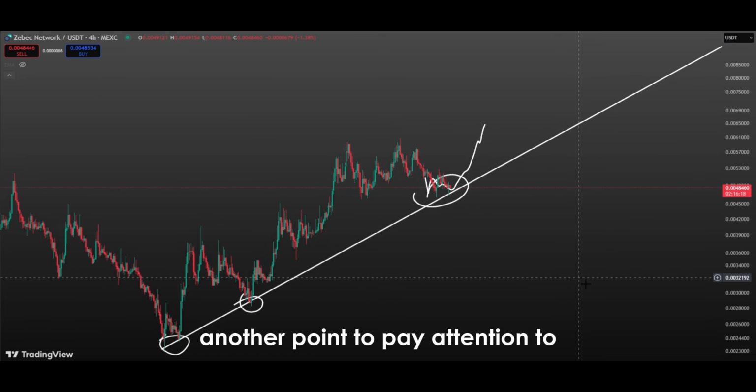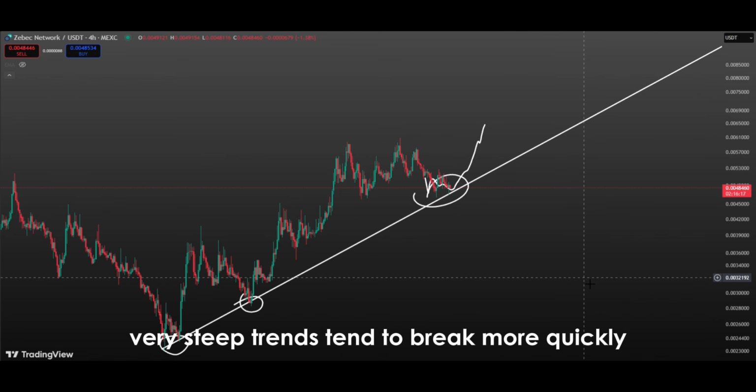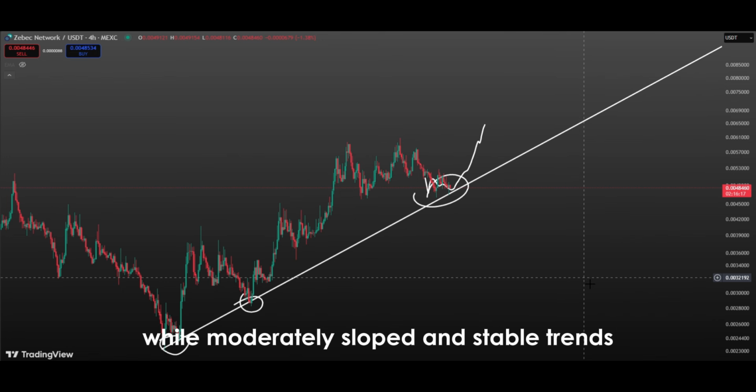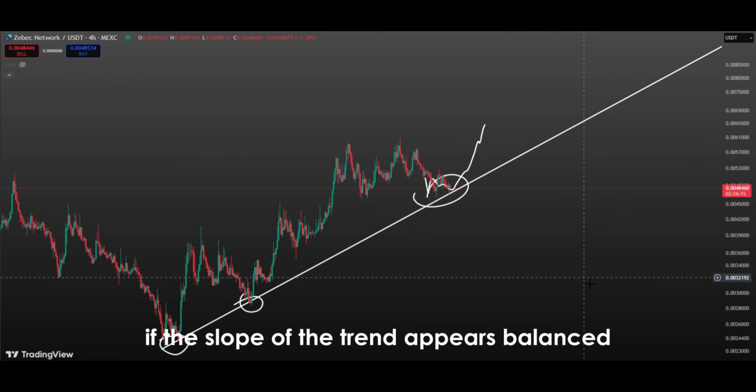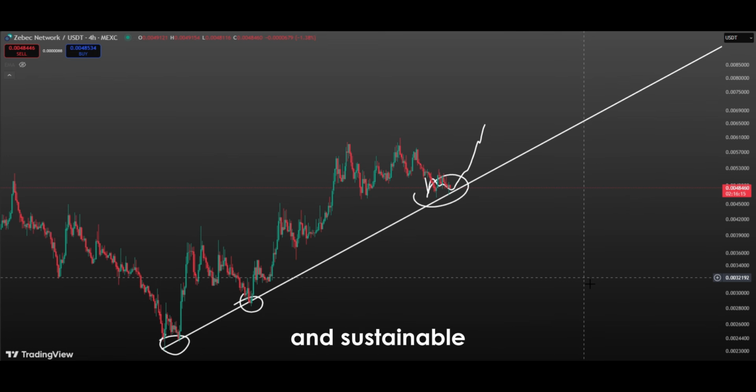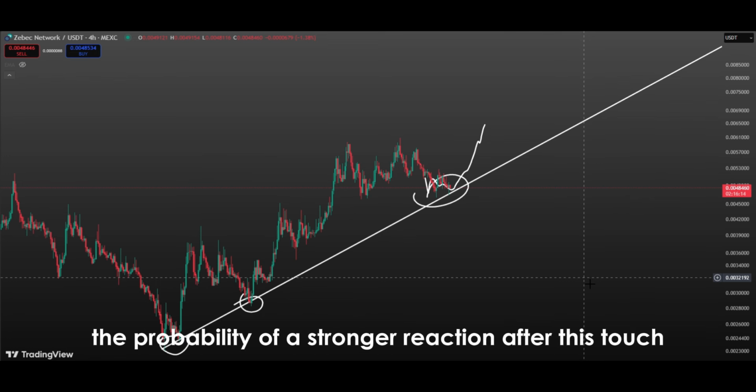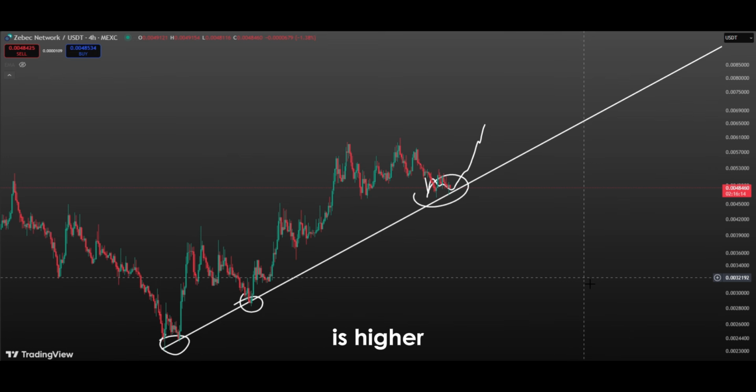Another point to pay attention to is the slope of the rising trend. Very steep trends tend to break more quickly, while moderately sloped and stable trends can be sustained for much longer. In the current scenario, if the slope of the trend appears balanced and sustainable, the probability of a stronger reaction after this touch is higher.